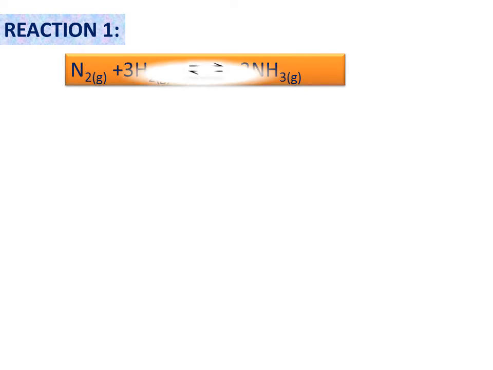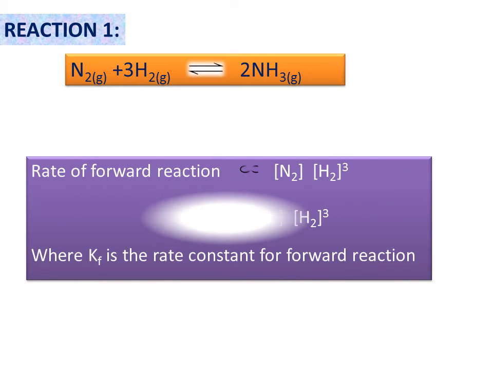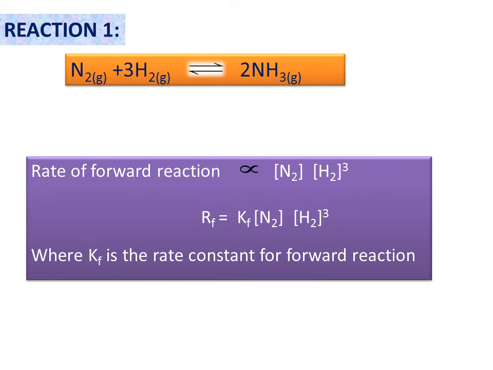Okay, now start with the first reaction, that is 1 mole of nitrogen reacts with 3 moles of hydrogen, and it will give us 2 moles of ammonia gas. Okay, so now look at the solution. As we know, the rate of forward reaction is directly proportional to concentration of nitrogen and concentration of hydrogen. Now how is this for forward reaction? Because these are the reactants, and when these react together they will give us products.